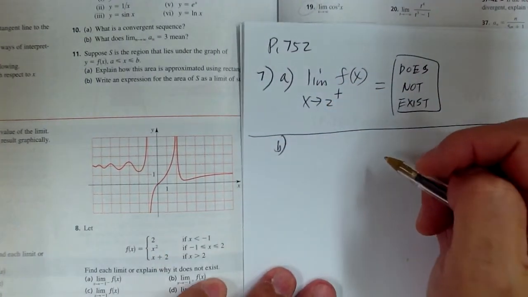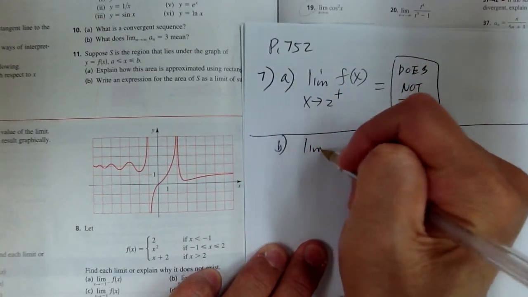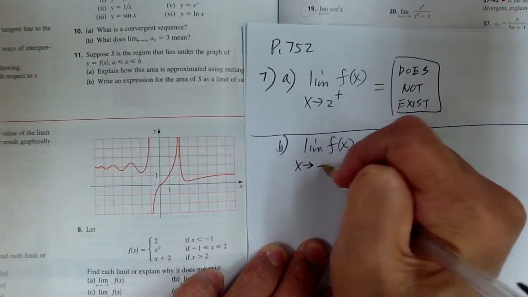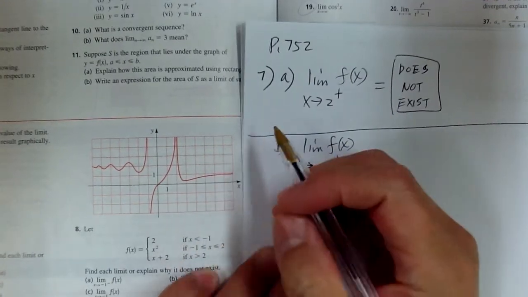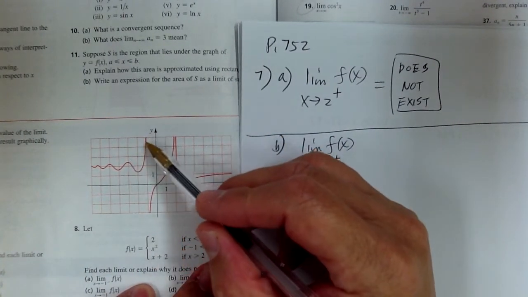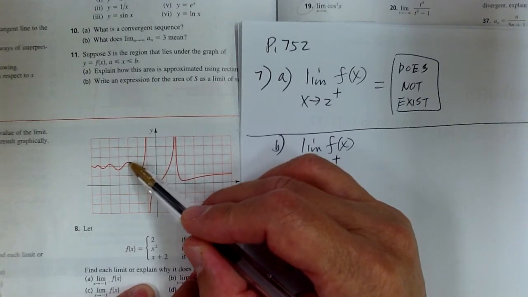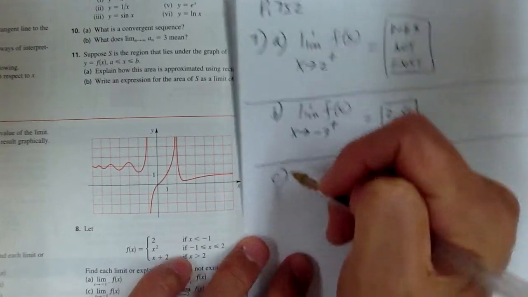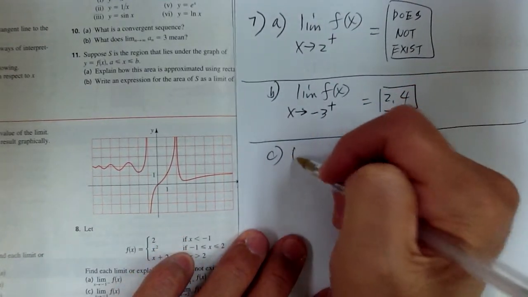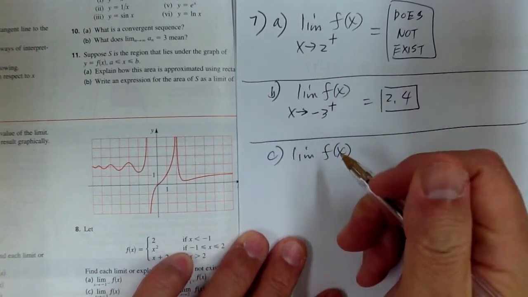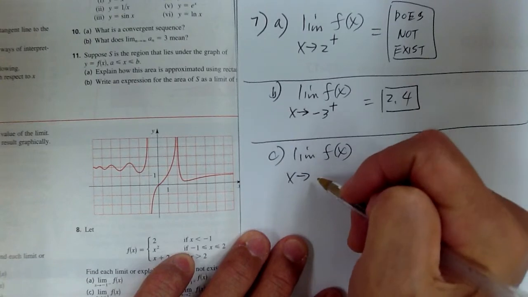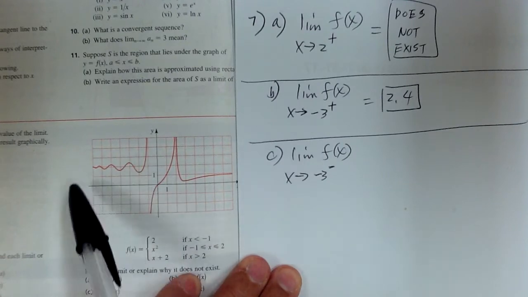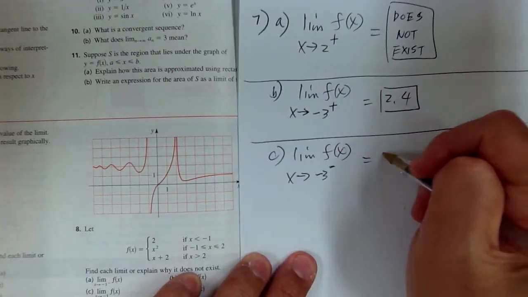Okay, for part B, you're looking for the limit of f of x as x approaches negative 3 from the positive side. So here's your negative 3, and you want to approach from the positive side. So it approaches 2.4. Okay. And let's go to C. You're looking for the limit of f of x as x approaches negative 3 from the negative side. So again, here's your x equal to negative 3, and you come from the negative side. So again, it approaches 2.4.